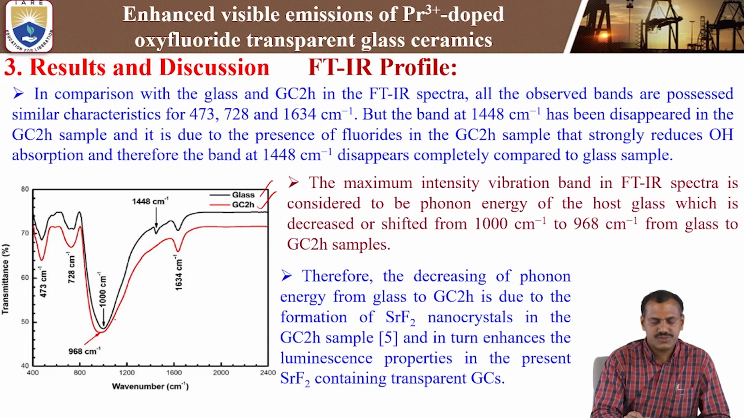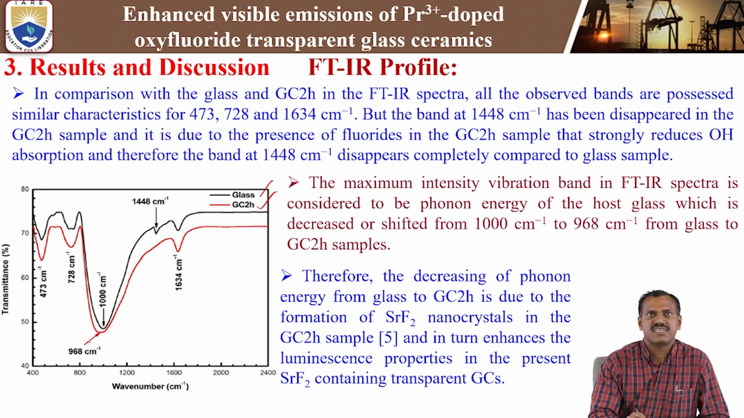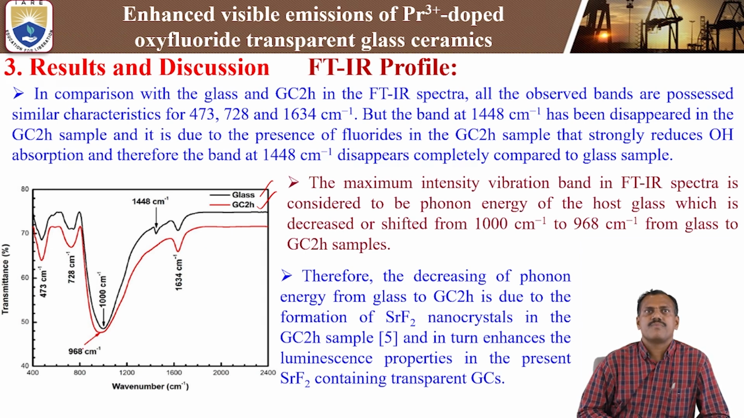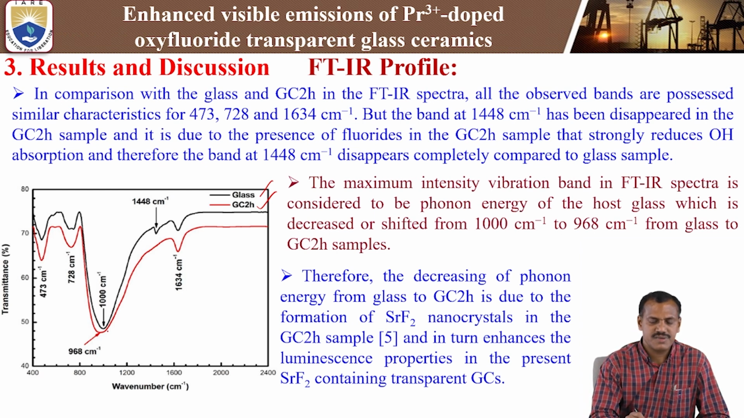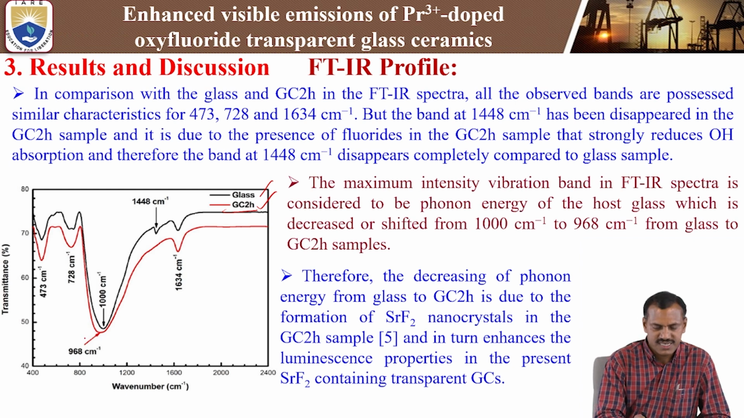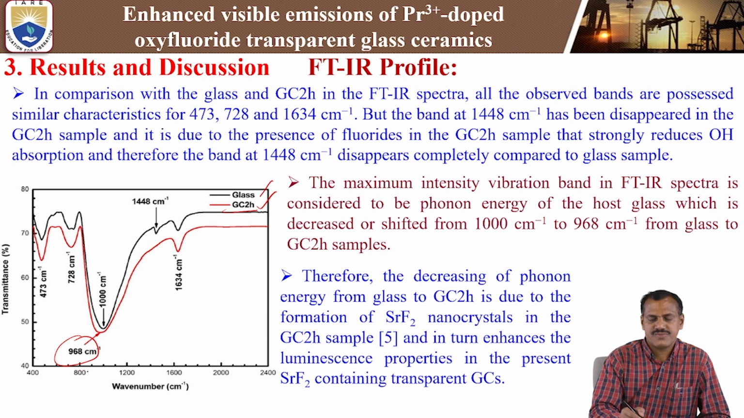In this FTIR analysis, the highest intense band shows the phonon band, that is the vibrational energy phonon band. So between glass and glass ceramics, the band energy will be shifting slightly, from 1000 centimeter inverse to 968 centimeter inverse. In glass, the phonon energy is 1000 centimeter inverse. But in the glass ceramic, GC 2 hours, that means 650 degrees centigrade with nucleation time of 2 hours, it is decreased to 968 centimeter inverse. That means the phonon band is decreased from glass to glass ceramic.